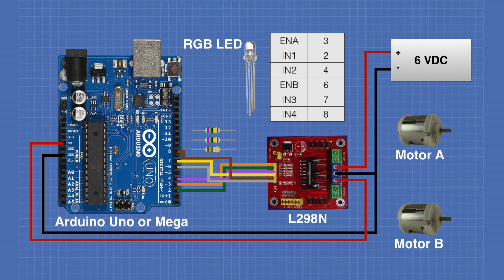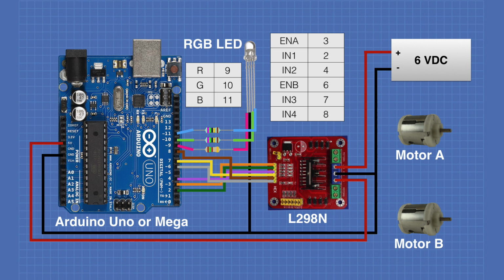Now for the LED wiring. We'll connect the red segment of the LED through a 150 ohm dropping resistor to pin 9 of the Arduino. We'll connect the green segment of the LED through a 75 ohm dropping resistor to pin 10 of the Arduino. And the blue section of the LED will go through its 75 ohm dropping resistor and connect to pin 11 of the Arduino. Connect the common lead of the RGB LED to the Arduino ground.